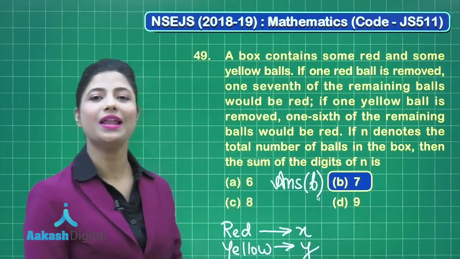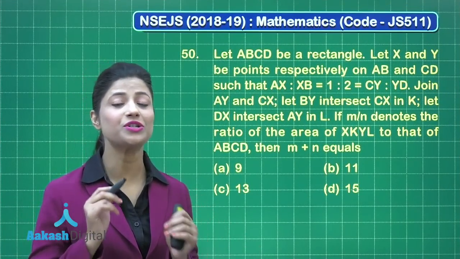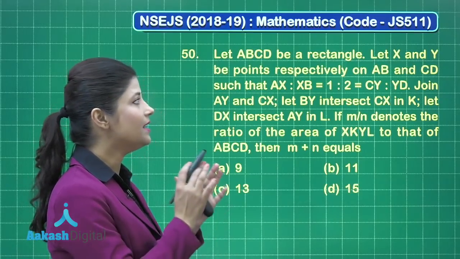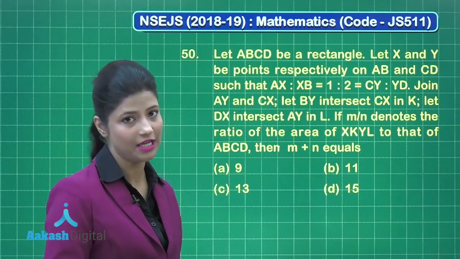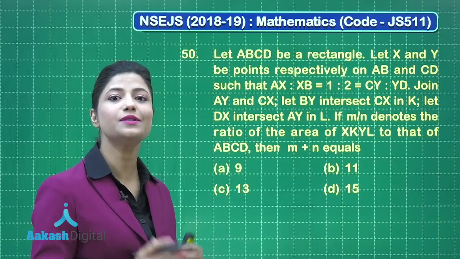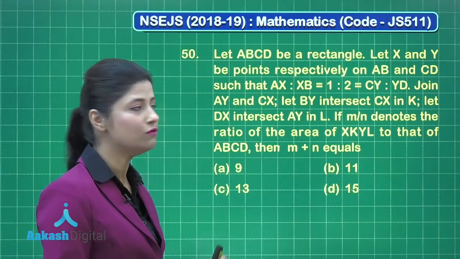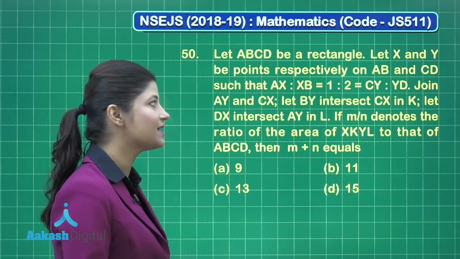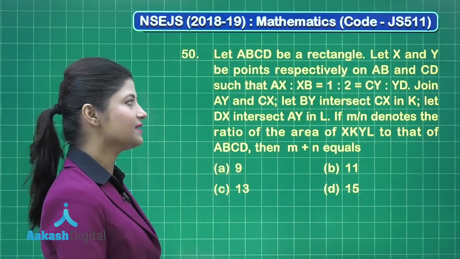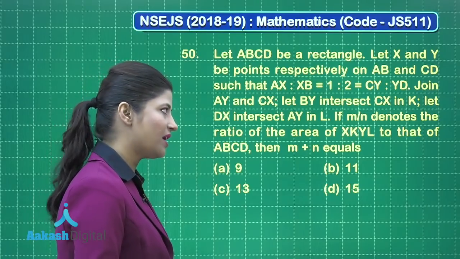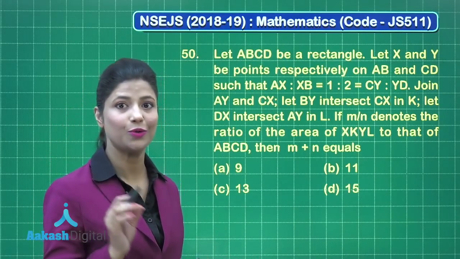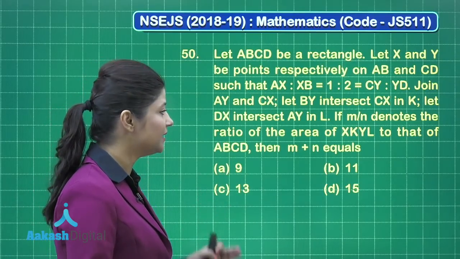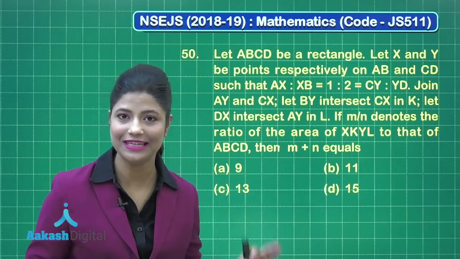Now let's proceed to our next question. Now let's discuss question number 50. It states over here that let ABCD be a rectangle. Let X and Y be points respectively on AB and CD such that AX is to XB is equal to 1 is to 2 and CY is to YD is also 1 is to 2. Join AY and CX. Let BY intersect CX at K. Let DX intersect AY at L. If M upon N denotes the ratio of the area of XKYL to that of ABCD, then M plus N equals which of these options?